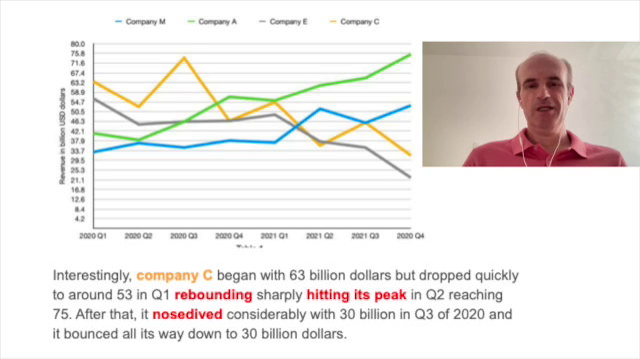It nosedived considerably with 30 billion in the third quarter in 2020, and it bounced all the way down to $30 billion at the end of the period. Yes. Now here I skip, of course, a lot of points of change, but sometimes you have to make some kind of a compromise by doing something like this, because you simply do not have enough time to write about everything, right? I think it becomes clear that it continues declining, right?